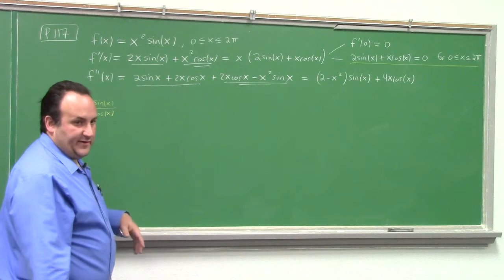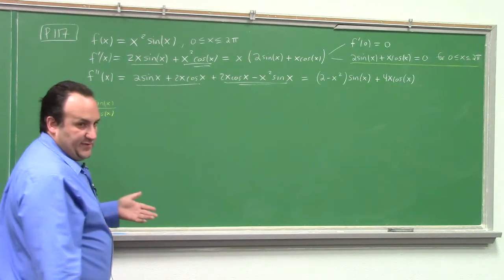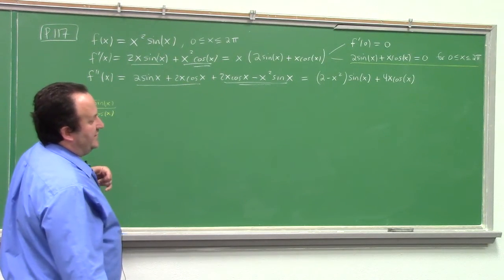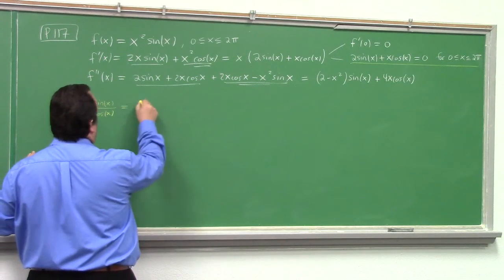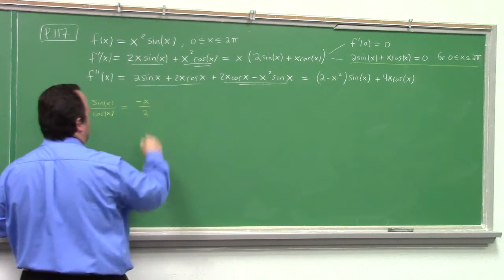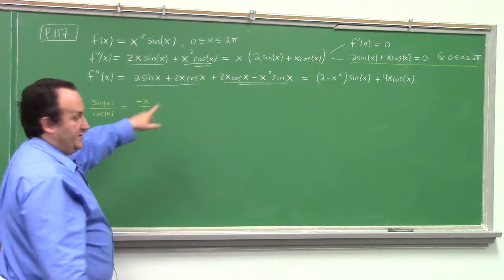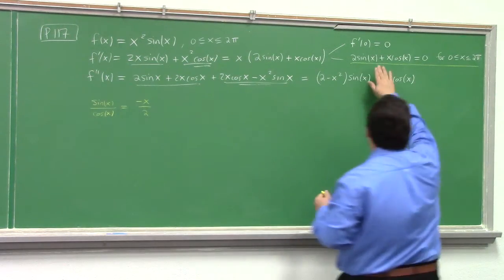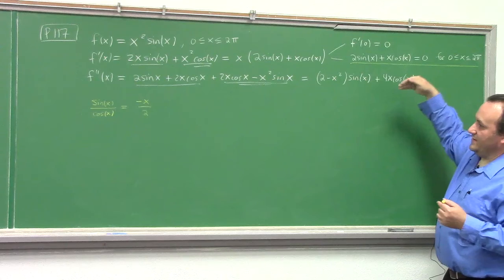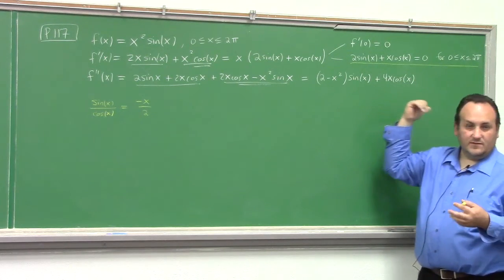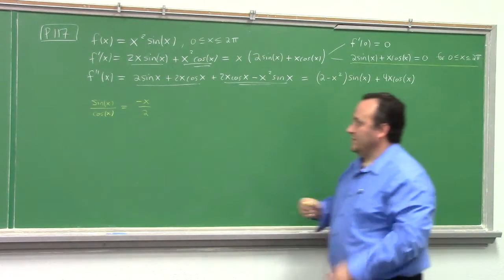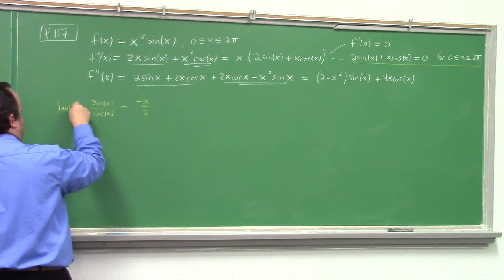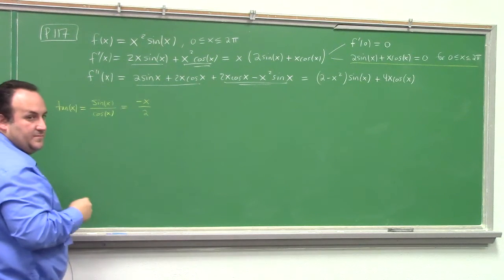From a graphing calculator or Desmos, you know. But another way you could look at it would be this. Sine x over cosine x is equal to what? It's equal to minus x over 2. That equation is equivalent to this, because if you subtract x cosine x to the other side, divide by cosine, divide by 2, you get that, right? Which is really the equation tangent of x equals minus x over 2.